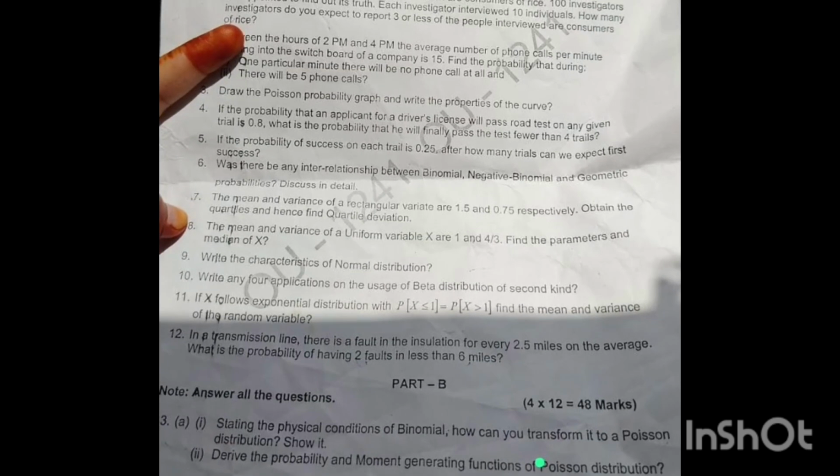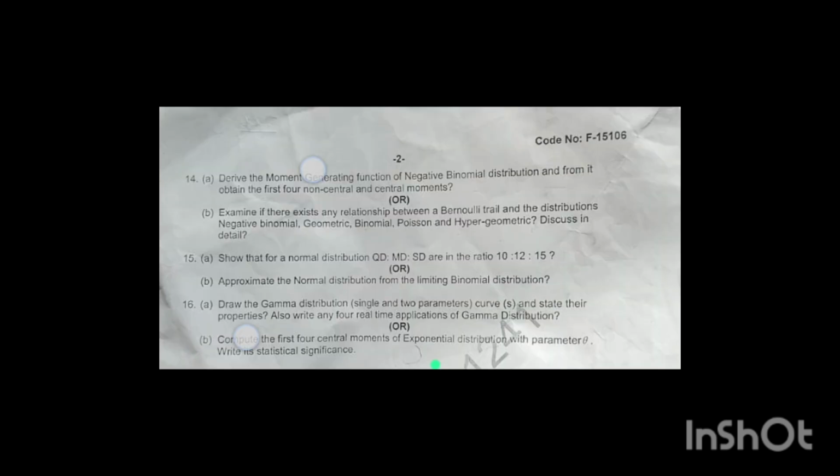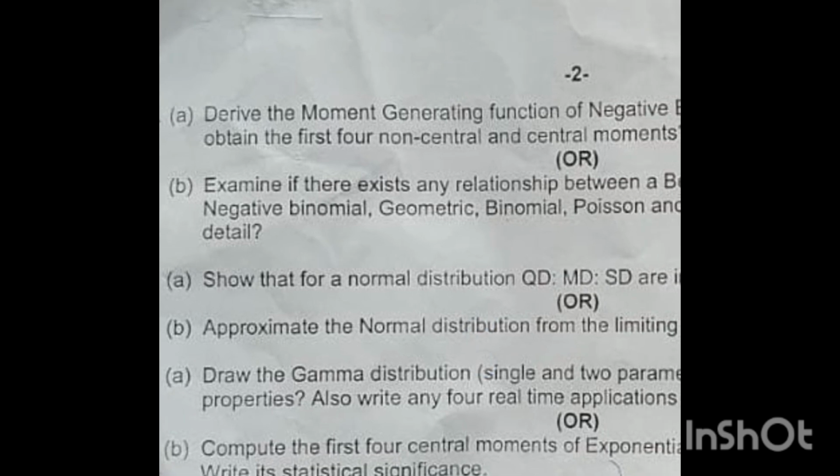Very important previous year's examination questions. Next, in continuation, we'll see the next questions. In continuation, 14a: derive the moment generating function of the negative binomial distribution. From it, obtain the first 4 non-central moments and central moments.